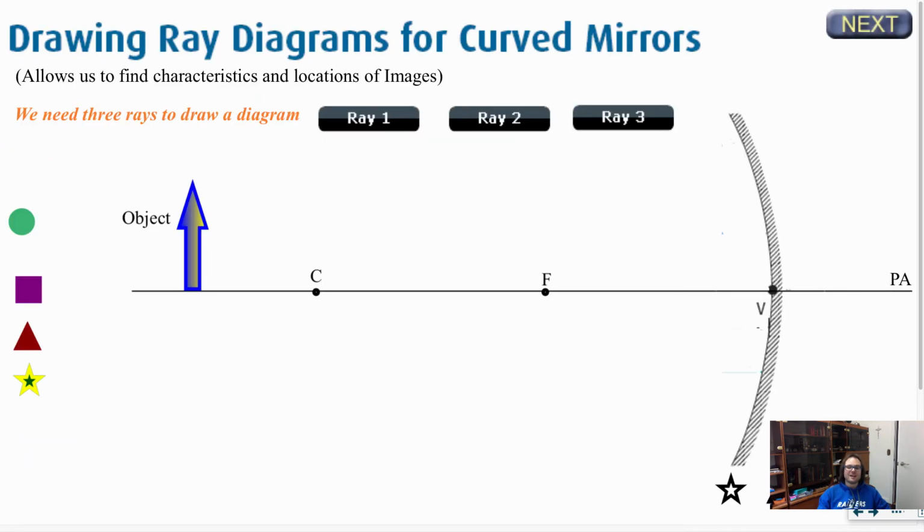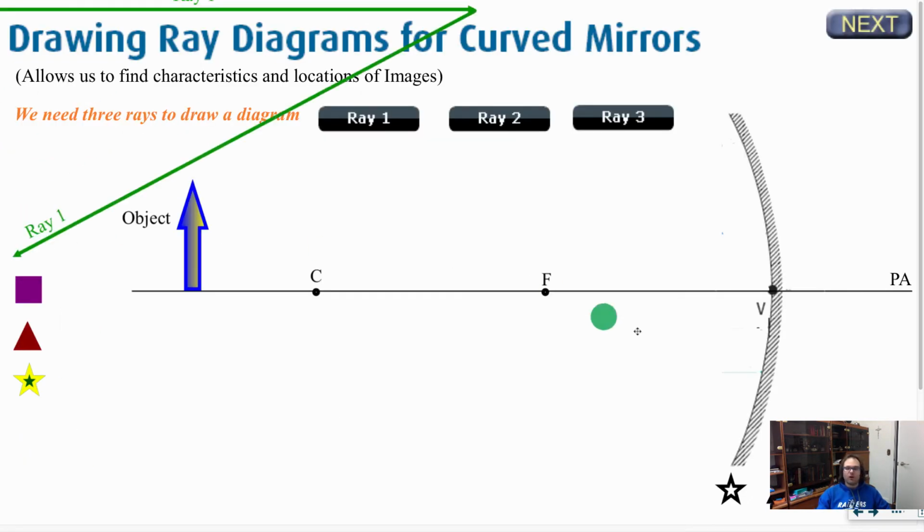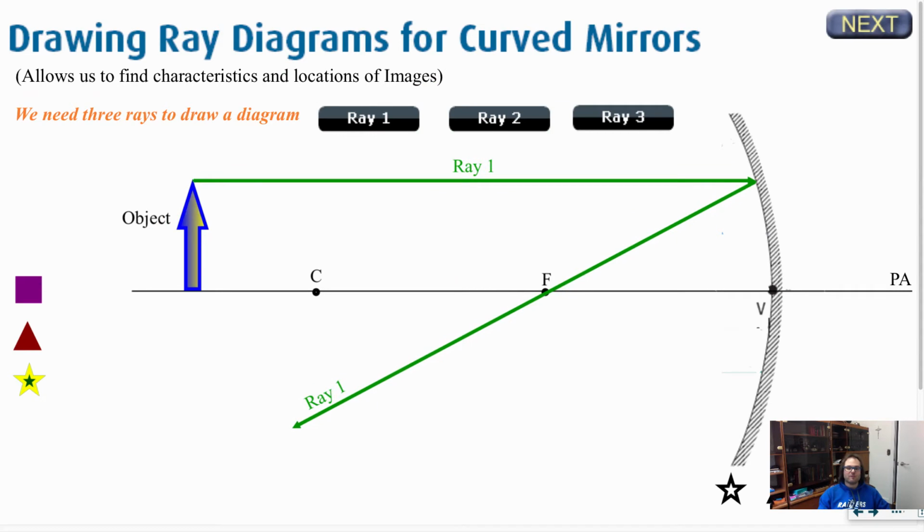So, what does that mean? Well, this is essentially what my first ray is. Ray 1 goes from my object out, and then once we hit my mirror, we're now going to draw it to the focal point. Okay? So it's parallel to my principal axis, then it hits my mirror, and we have to then draw a line to the focal point, and we're going to continue it.